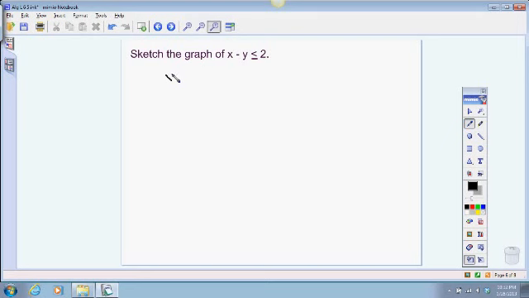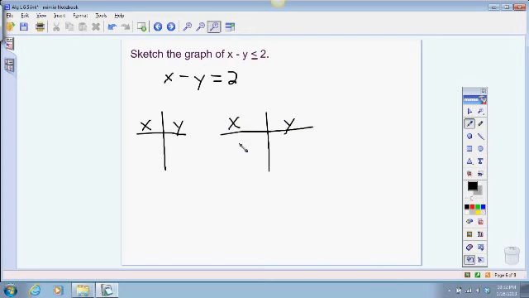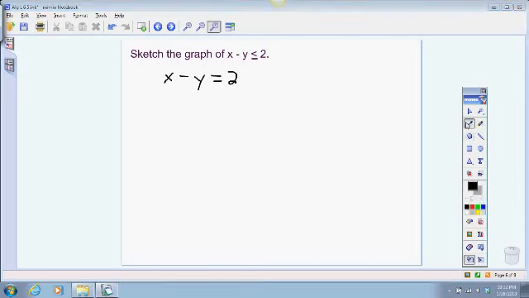We want to start by graphing x minus y equals 2. Now there's a couple different ways you can solve this. You can make an input-output table and substitute values in for x and get out your output of y. You can find the intercepts. So I put 0 in for x, find out what y is, put 0 in for y, and find out what x is. Or we can put it into slope-intercept form, which is actually what I'm going to do. But remember, all three methods are effective.